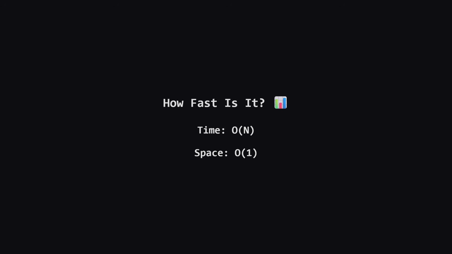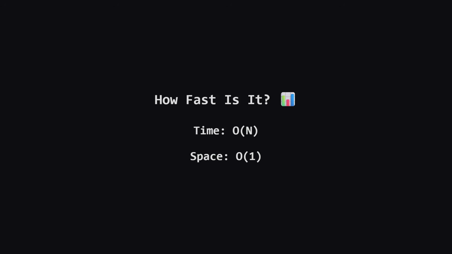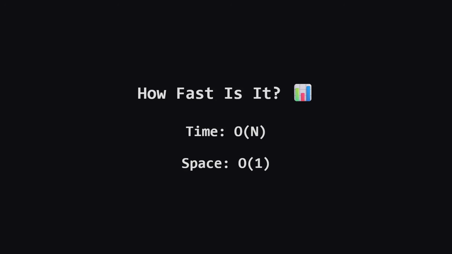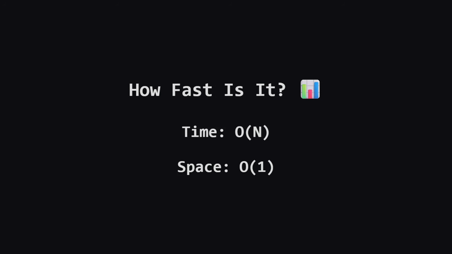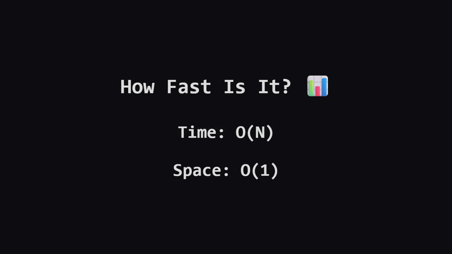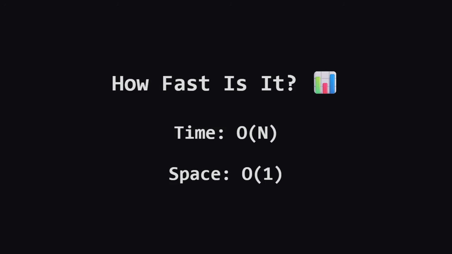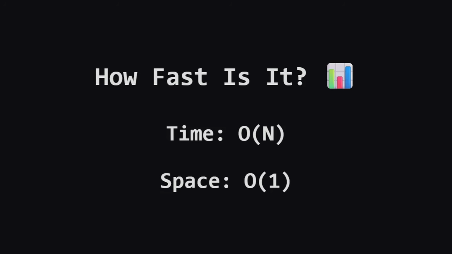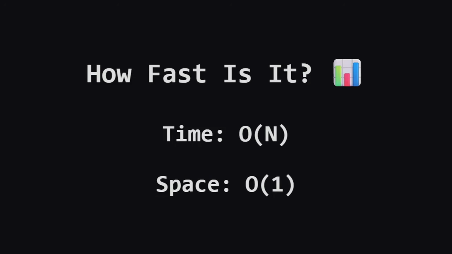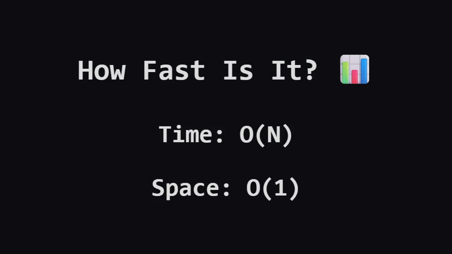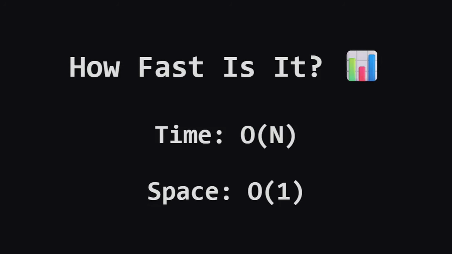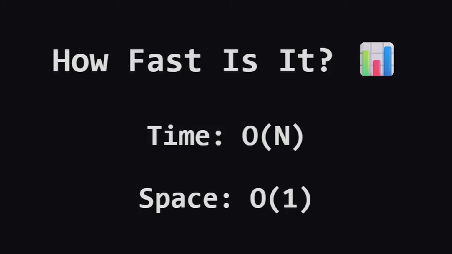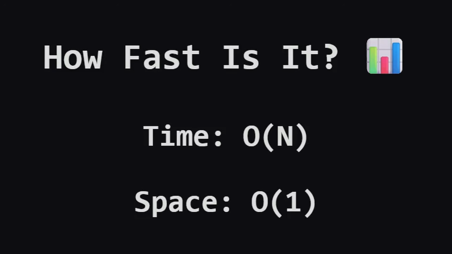So what about performance? For time complexity, we have to visit every single node in the linked list exactly 1 time. So the time our code takes grows linearly with the number of nodes, which we call n. This gives us a time complexity of big O of n. And for space, in both solutions we only used one extra variable to store our running total. The amount of memory we use doesn't change no matter how long the linked list is. That's what we call constant space, or big O of 1.